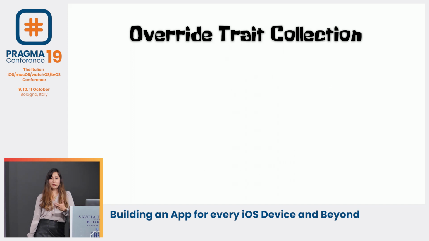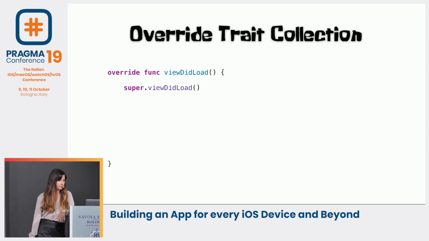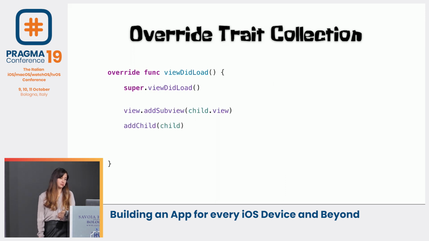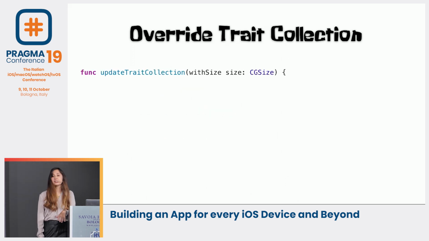And so then we actually override it by adding the child. So in the view did load, we will add the child subview, add the child, and move the child to parent, and the order here is important. And then we'll make a method to actually update the trait collection. So let's say our threshold is 800, so this will be the width. For anything smaller than that, our size class will be compact. For anything larger, it will be regular.